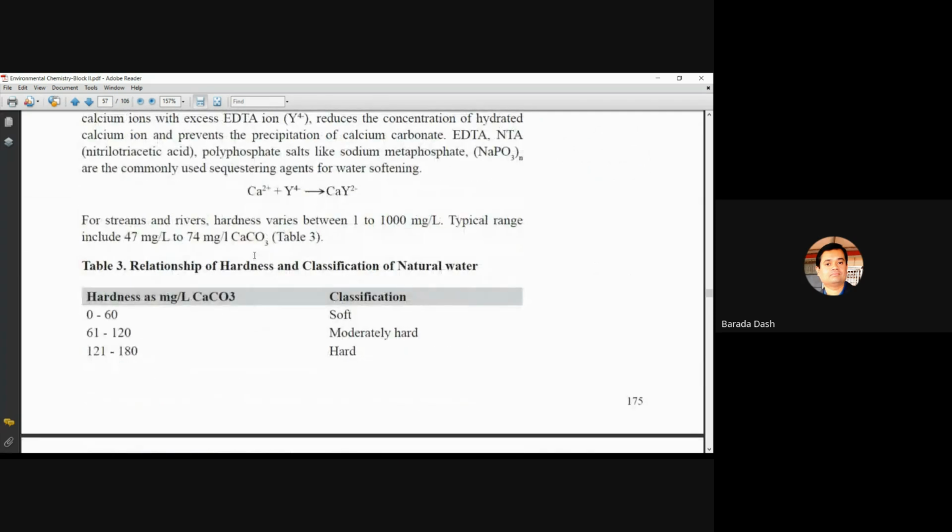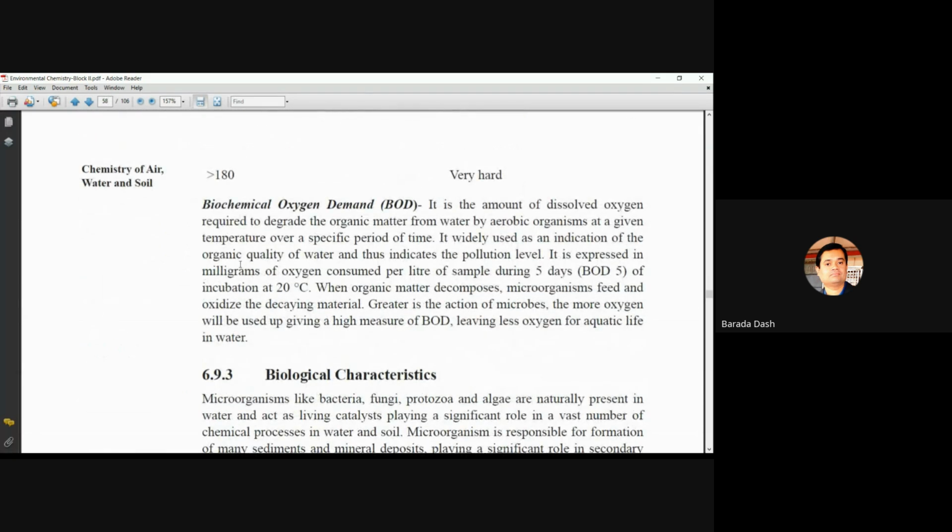Then biochemical oxygen demand. It is the amount of dissolved oxygen required to degrade the organic matter in water by aerobic organisms at a given temperature over a specific period of time. It is widely used as an indication of the organic quality of water and thus indicates the pollution level. It is expressed in milligrams of oxygen consumed per liter of sample during 5 days, so it could be BOD 5. That means milligrams of oxygen consumed per liter of sample during 5 days of incubation at 20 degrees.